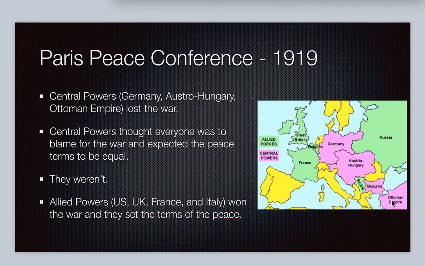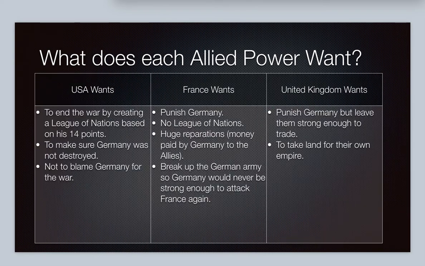The Allied powers, which included the US, Great Britain, France, Belgium, and Russia, they won the war, and they thought that they had the right to set the terms of the peace because they were the winners. They could say what they could do. So I'm going to talk you through this. Please don't write anything down yet. I'm just going to talk this out, and then the next slide I'll show you what you need to write down.